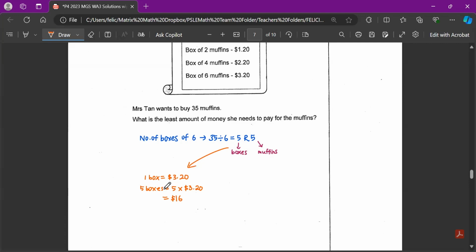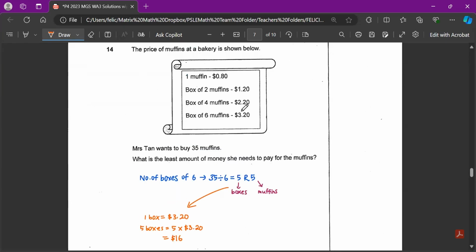Now, that's not all. Remember, if you buy 5 boxes, it's actually not enough, because 5 boxes is only 30 muffins. Because 5 boxes of 6 is 5 times 6, 30 muffins only. Remember, she wants to buy 35 muffins. This is where you need to know she needs to buy her remainder of 5 muffins. This 5 muffins, she has to buy it. So how to buy this 5 muffins? Again, you will focus on the amount of money that is of priority, that holds the most value.